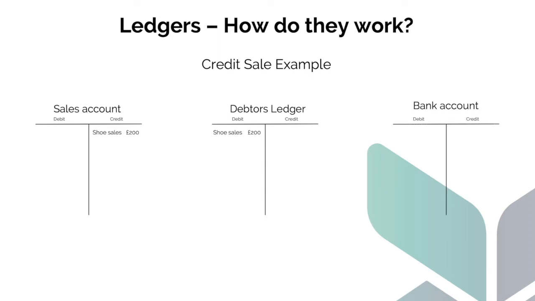So 30 days later, you get some money into your bank account. So you debit 200 quid into your bank account, but you need to credit something, because for every debit, there must be a credit. So you credit the debtor's ledger account.